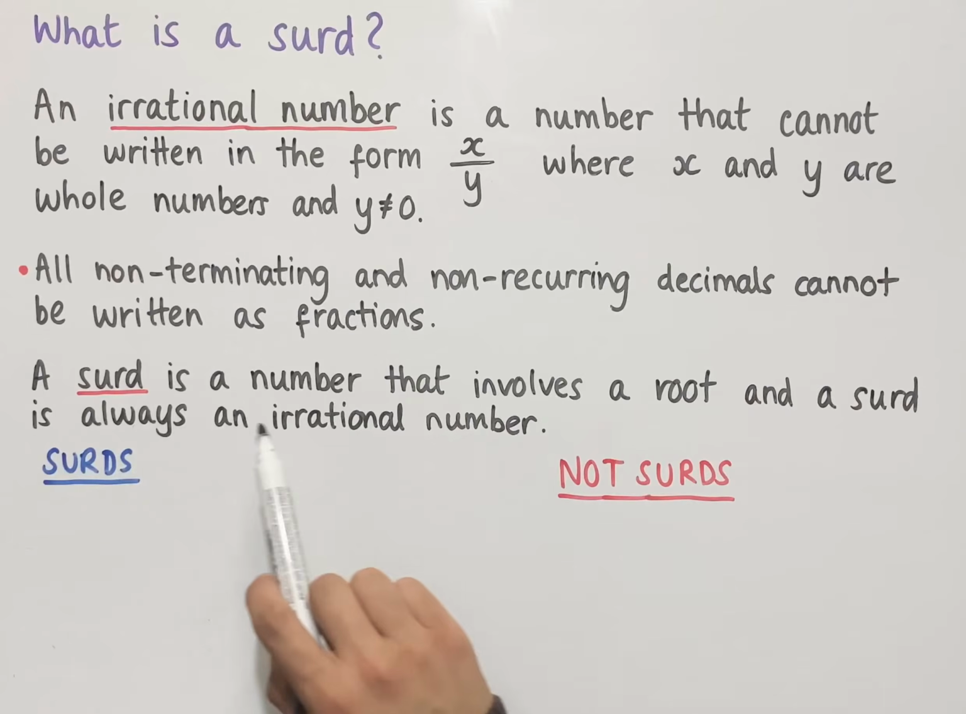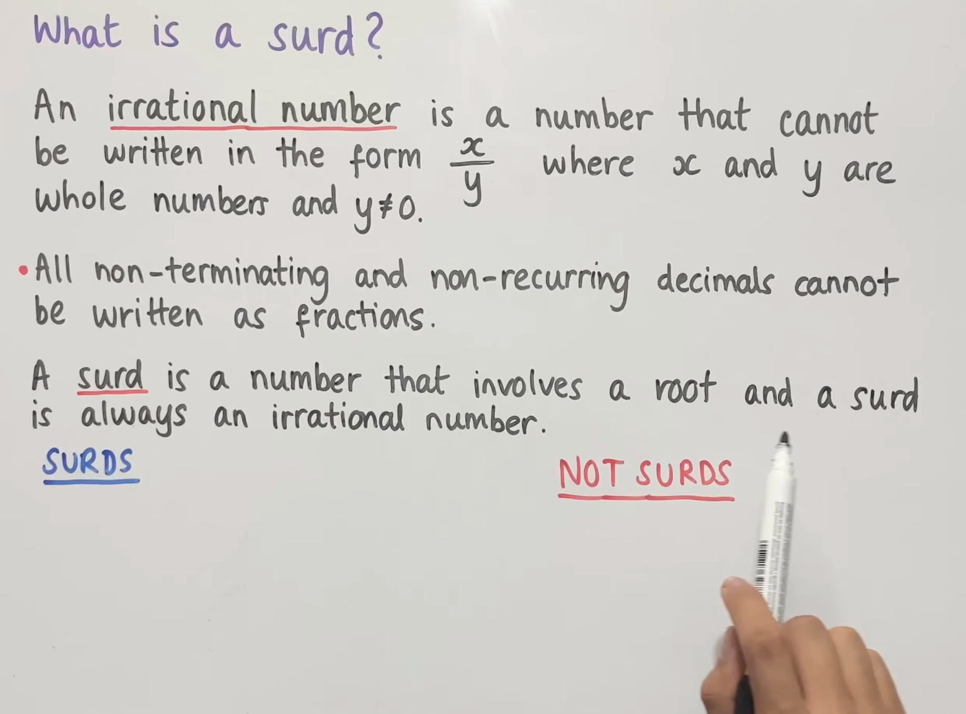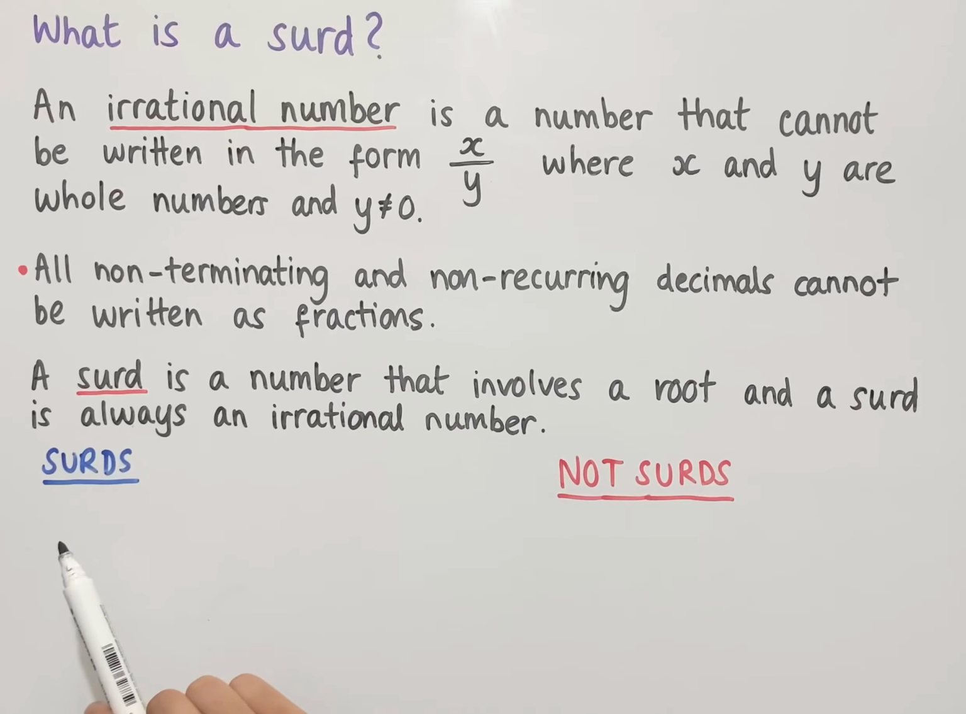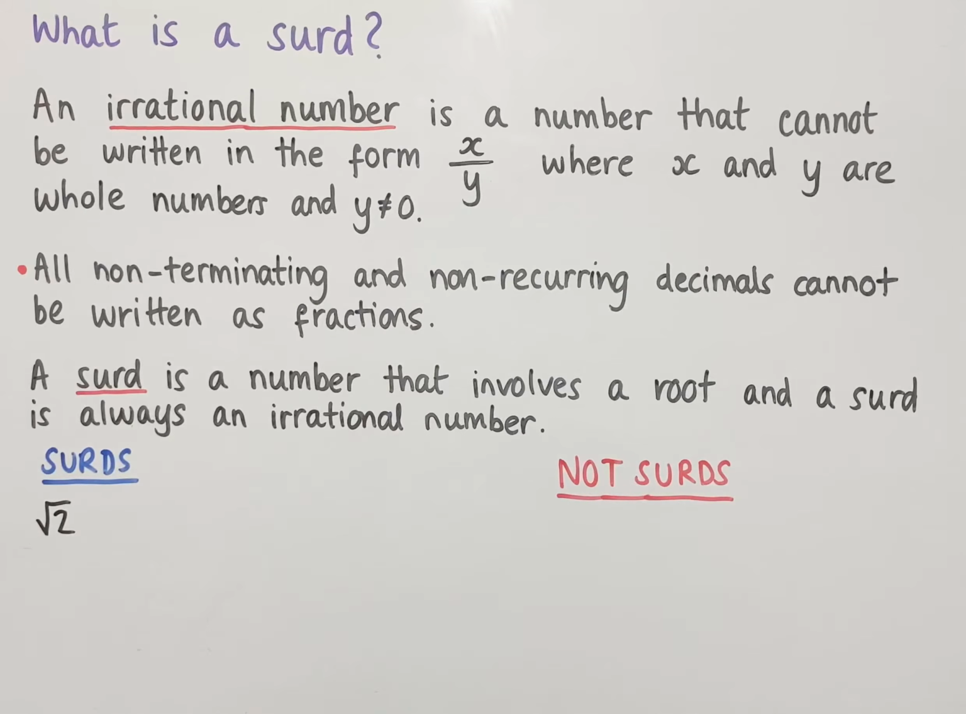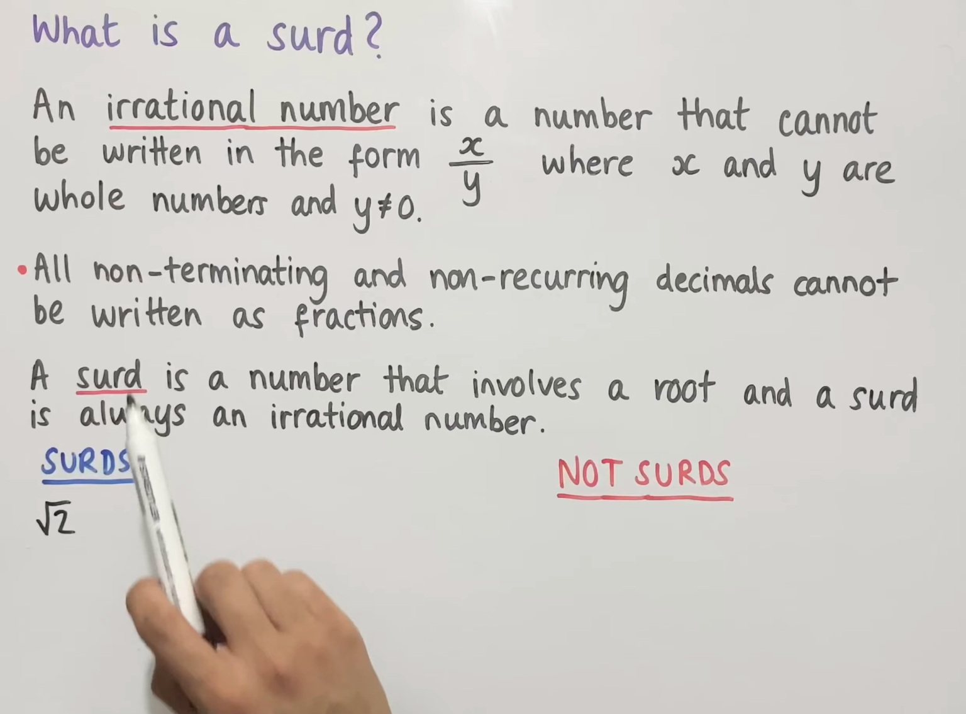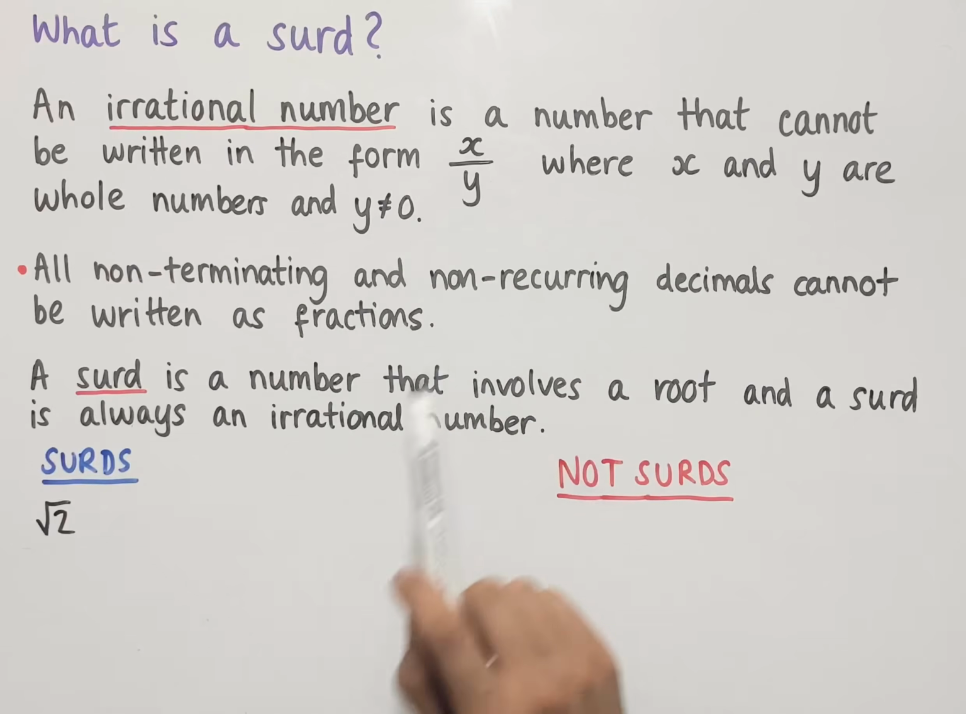A surd is a number that involves a root, and a surd is always an irrational number. Let's look at some examples of numbers that are surds and numbers that are not surds. Let's look at the square root of 2. We're looking for a number that multiplies by itself twice to give us 2. There is no whole number that satisfies that. There is, however, a non-terminating and non-recurring decimal.